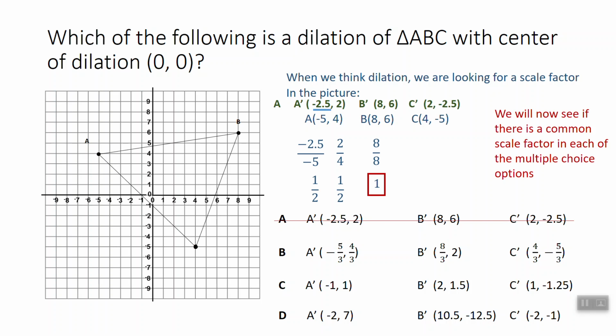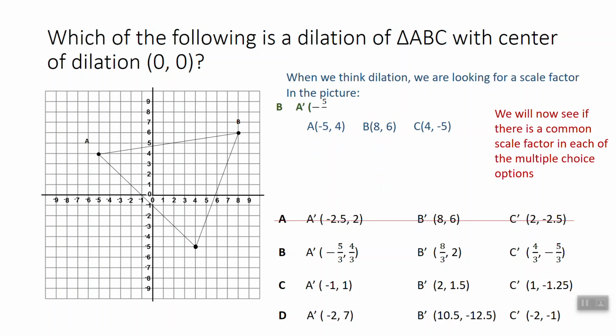So let's look at our next pairs. Looking at this one, I see that a prime is -5/3, 4/3, b prime is 8/3, 2, and c prime is 4/3, -5/3. So in the same way, we can take x divided by x. We're going to take -5/3 divided by -5, which is +1/3. You could check my math if you don't trust me. Then for the y values of a and a prime, 4/3 divided by 4 would be +1/3.